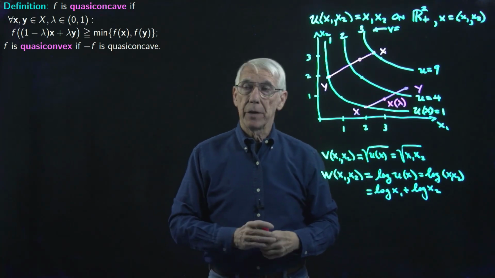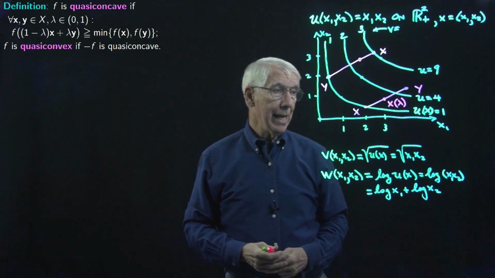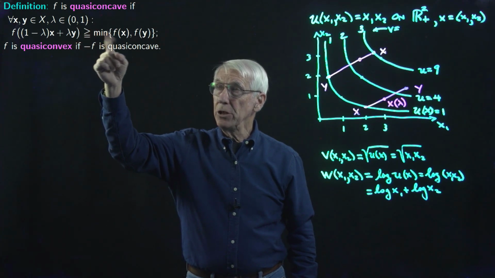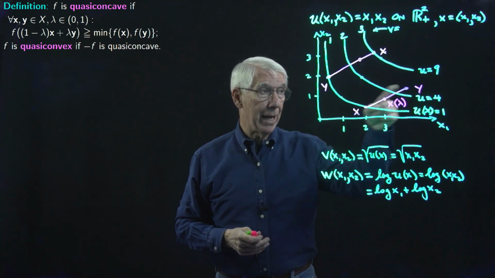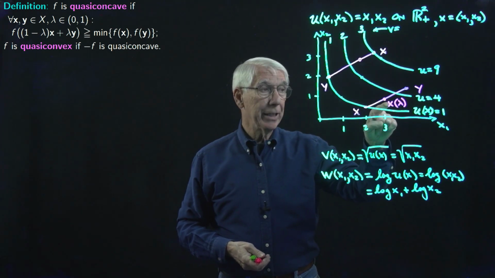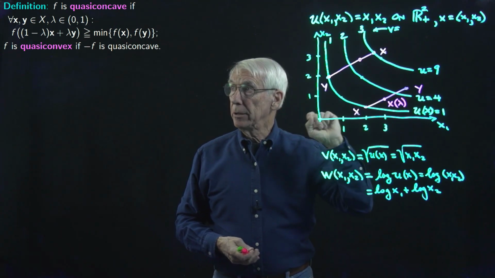That would be the convex combination that appears on the left-hand side of the definition. And again, here, the minimum of u of x and u of y is u of x. U of x is the smaller value, but the value of u at the convex combination is larger than the value of u down here.